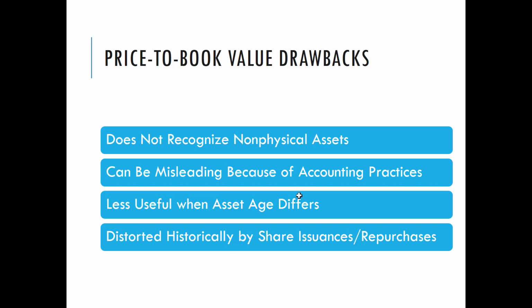Again, when we're looking at all these issues, it tends to be because of accounting practices. Whenever you have differences in accounting practices, specifically between different countries as well, it becomes very difficult to use price to book value multiples. Even when you have two companies in the same country, in the same industry, if the asset age differs, it will create problems, because if you have different asset ages, you will have issues with historical cost versus fair value.